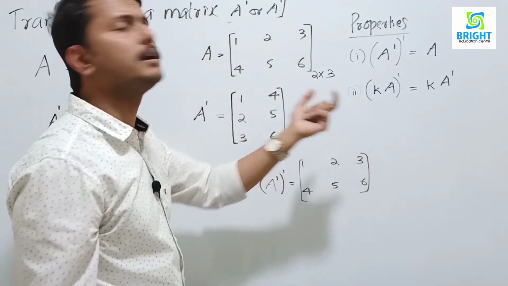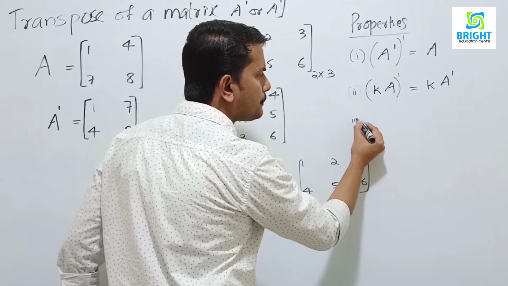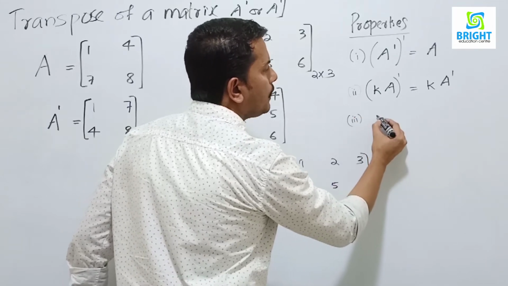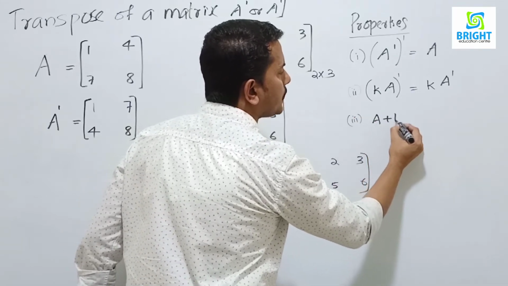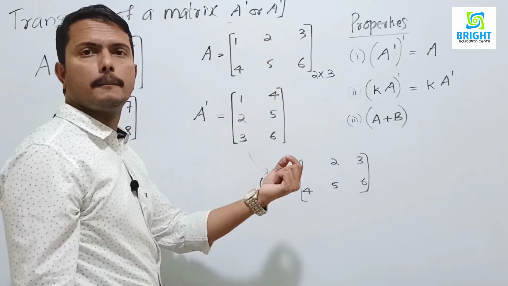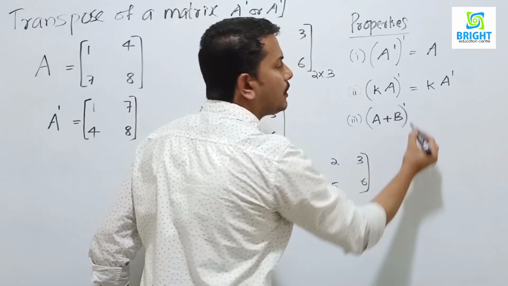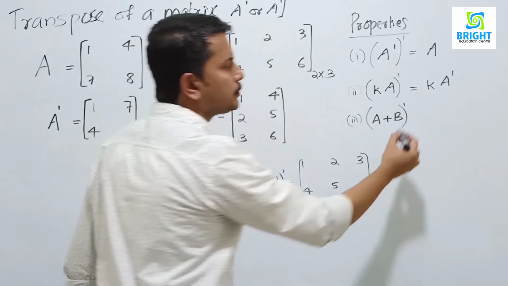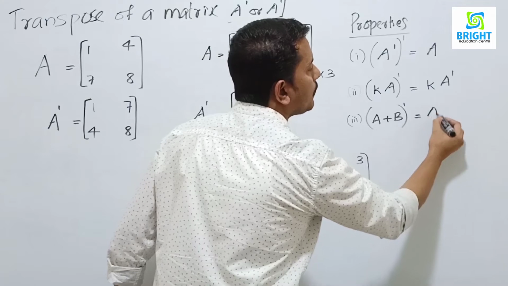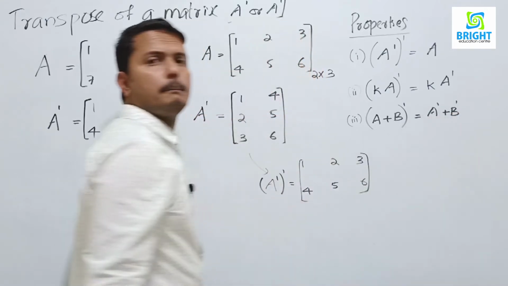We will deal with this in the example questions. And the third property says that if you add two matrices A plus B, we know that addition is possible only when the orders are the same. A plus B all transpose is equal to A transpose plus B transpose.